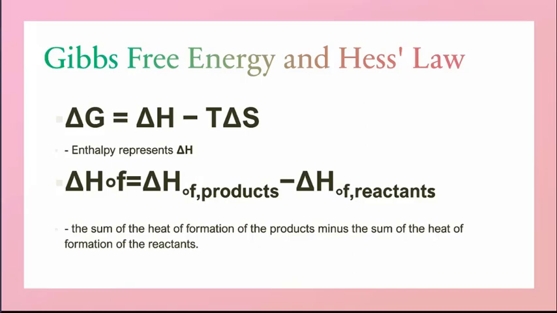Hess's law is the sum of the heat of formation of the products minus the sum of the heat of formation of the reactants, meaning the amount of heat created in the products and reactants is the total amount of heat produced in the reaction. Hess's law also states that if a reaction can take place by more than one route and the initial and final conditions are the same, then the total enthalpy change is the same.